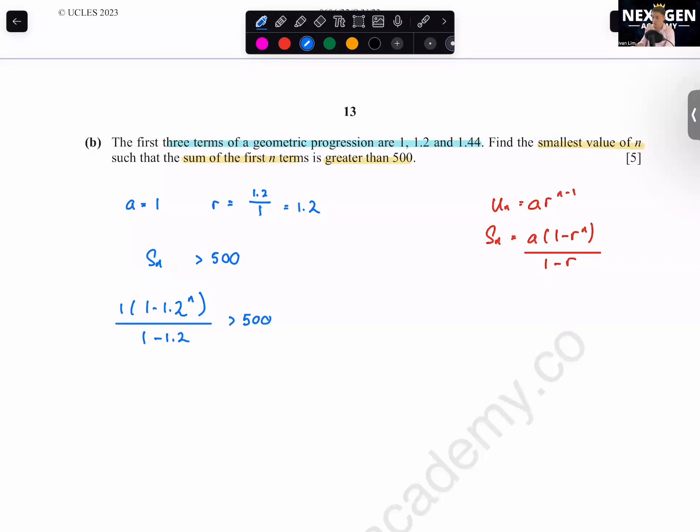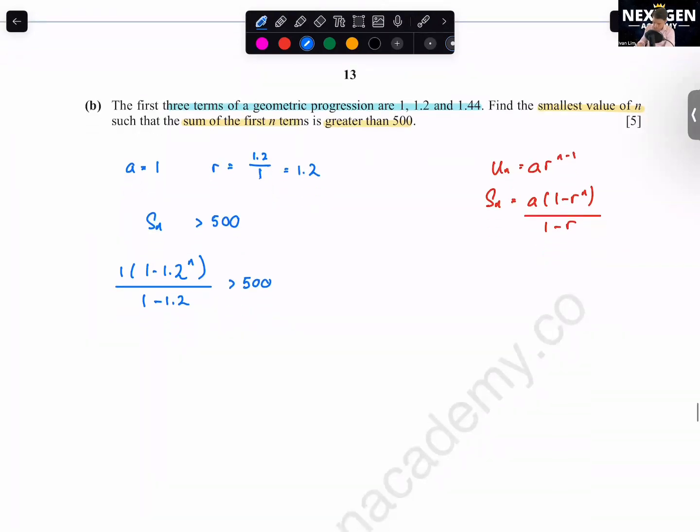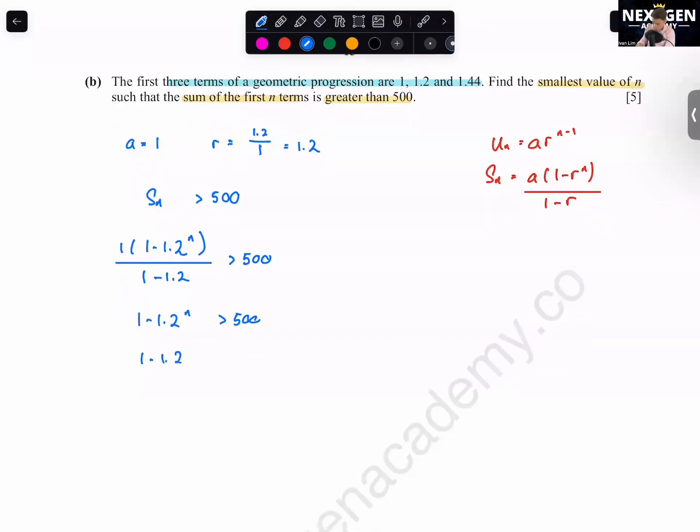Okay, go and solve for this over here. So here you get 1 minus 1.2 to the power of n. Here is negative 0.2. Okay, maybe we don't need to keep writing. So here, what will you get? 500 times negative 0.2, you get negative 10. Okay, negative 1.2 to the power of n.